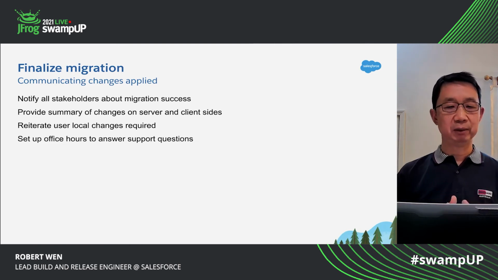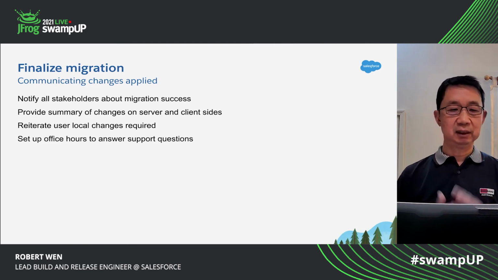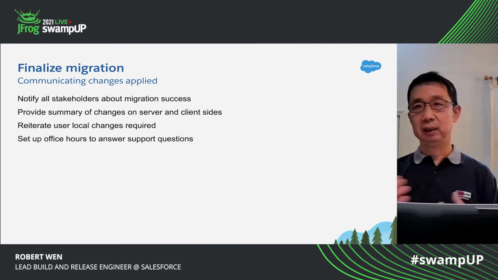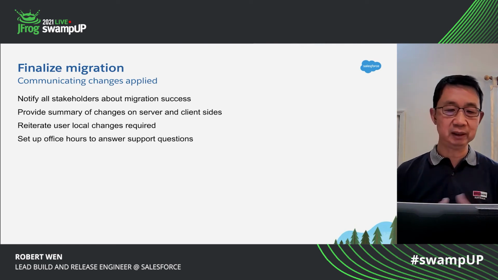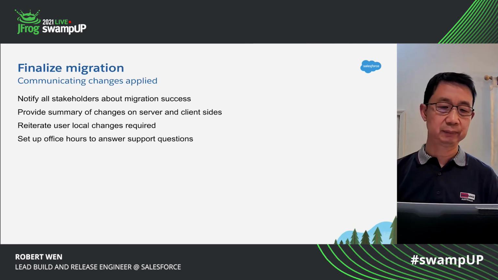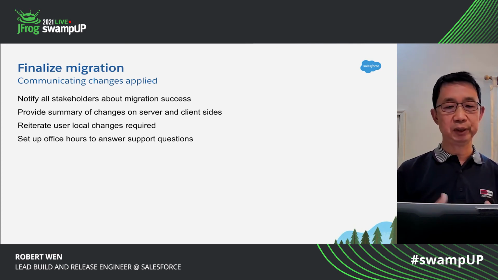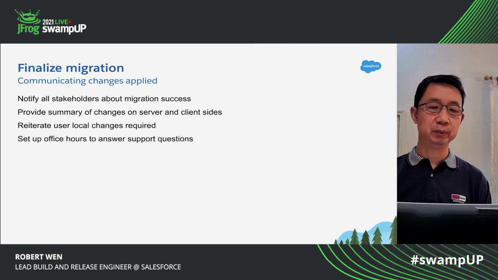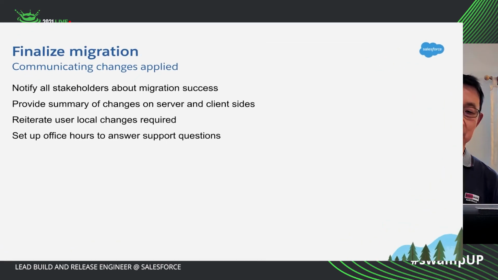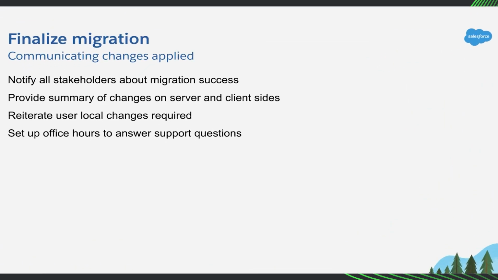So how do we finalize the migration? One key aspect is communication. During this process, I mentioned a couple of times, we communicate the migration steps, what needs to be done, and what changes we need to apply on the server, client side, and the user local setting. Once all the build configurations are migrated and the build queue resumed, we notify all stakeholders about the migration success. We provide a summary of changes on server and client sides. We reiterate the user local changes required.